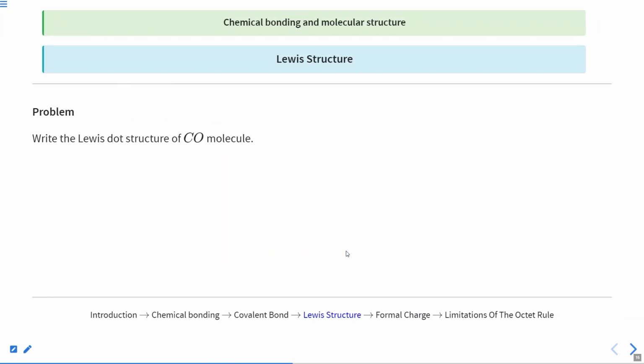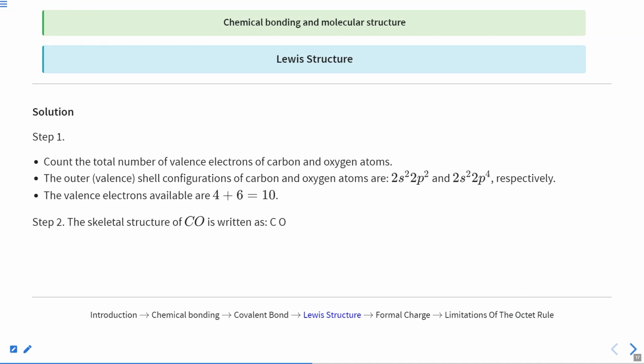Now let us do some examples. First of all, let us draw the Lewis dot structure of carbonyl, the CO molecule. The exception is given in the question only. First of all, we will count the total number of valence electrons of carbon and oxygen. Carbon has 4, oxygen has 6. That will give you 10.